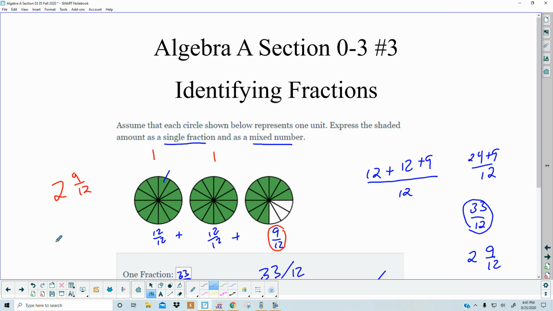Look at Delta Math for the assignment. That's section 03, the third one. And that's what your homework assignment is.